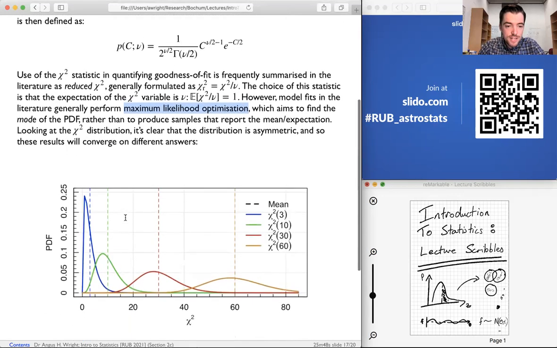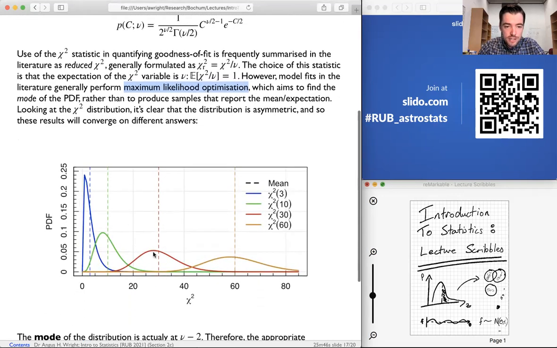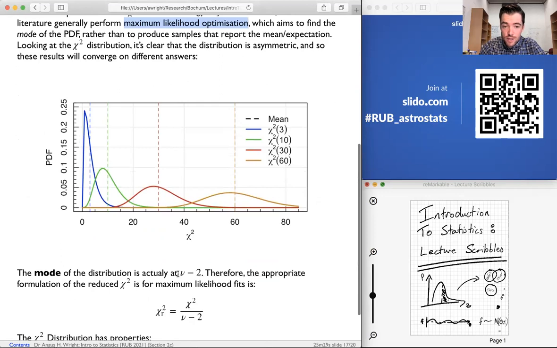And what that means is that if you're actually optimizing to the mode of this distribution, the mode that you've optimized to is not equal to the expectation. And so it's not the same as chi-squared divided by nu. Rather, it's actually chi-squared divided by nu minus 2.